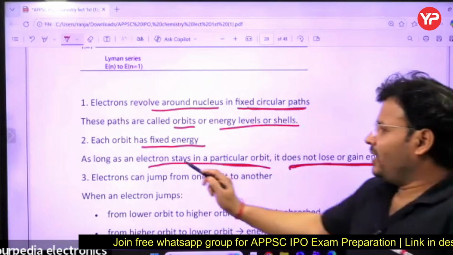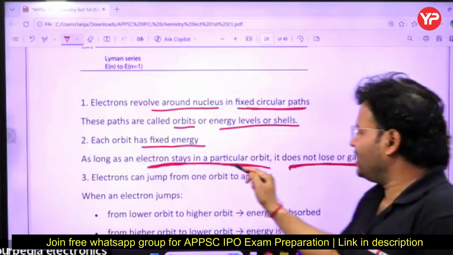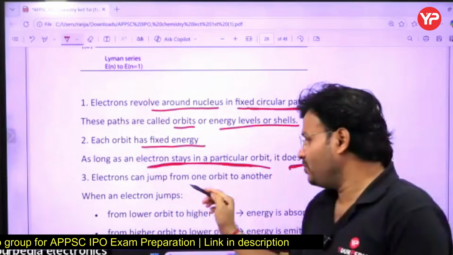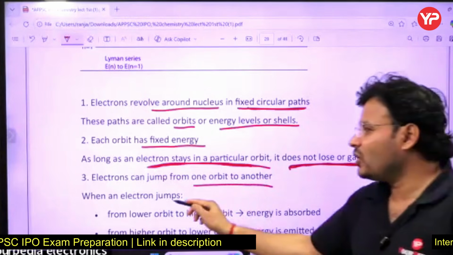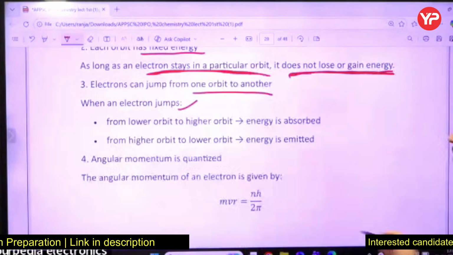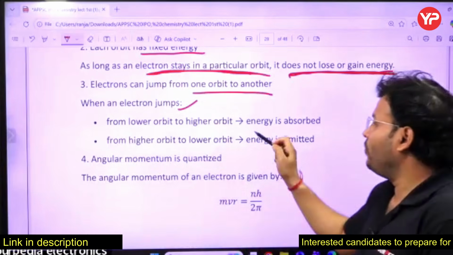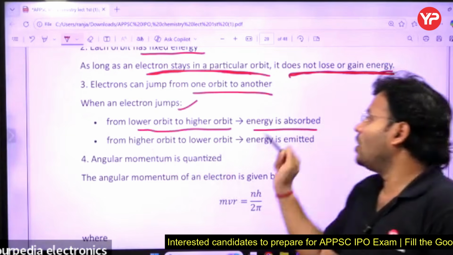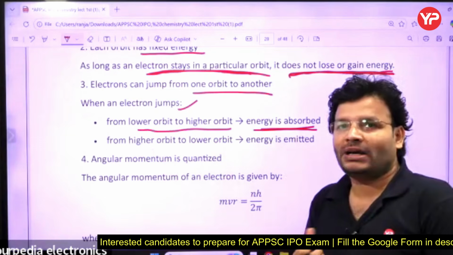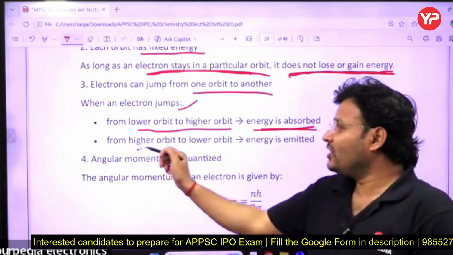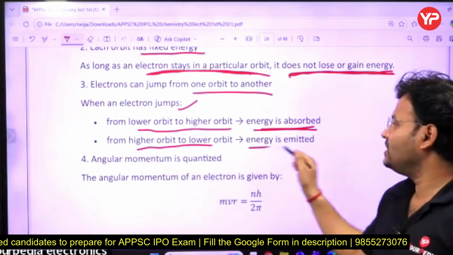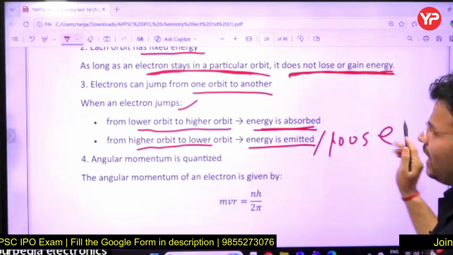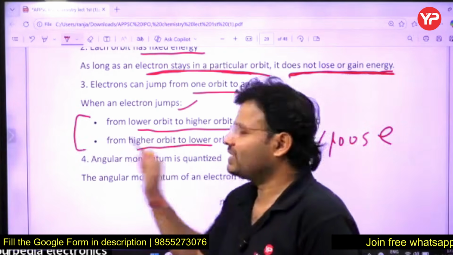As long as an electron stays in a particular orbit, it does not lose or gain energy. An electron can jump from one orbit to another. It goes from a lower orbit to a higher orbit when energy is absorbed by the atom, and from a higher orbit to a lower orbit when energy is emitted, or we can say lost. Always keep in mind that this point is also going to be asked.